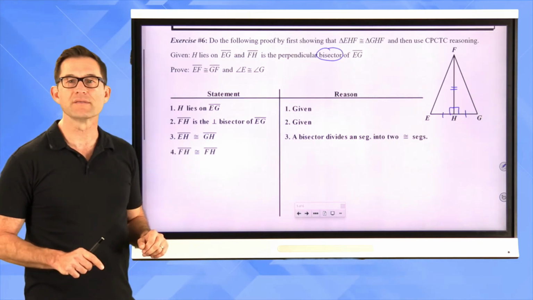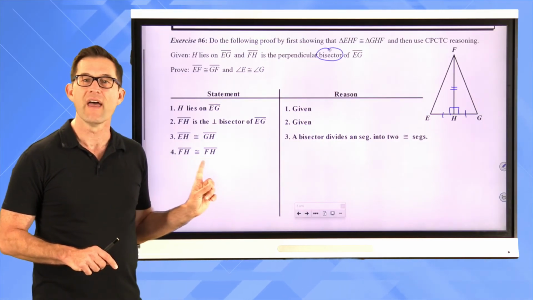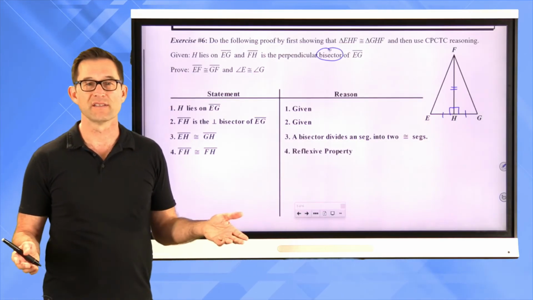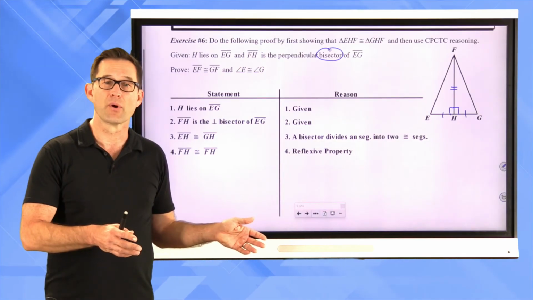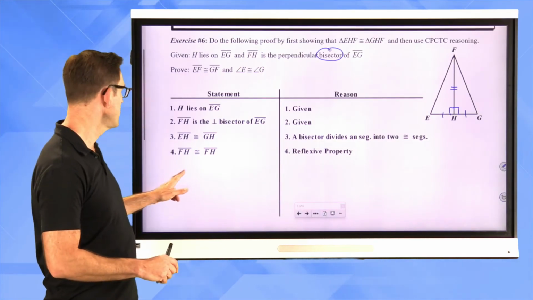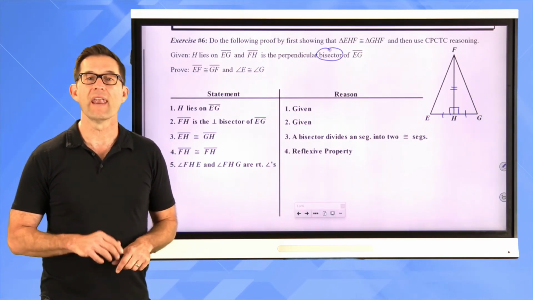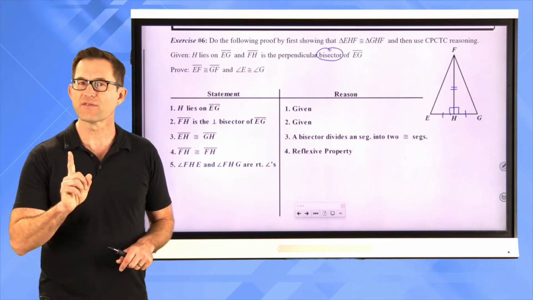Now, what else did the perpendicular bisector piece tell us? Well, sorry, this isn't the perpendicular bisector piece, this is that shared side. FH is congruent to FH, right? That's our reflexive property. Now let's get into what the second part of the perpendicular bisector told us. Number 5, angle FHE and FHG are right angles, right? That's very important.